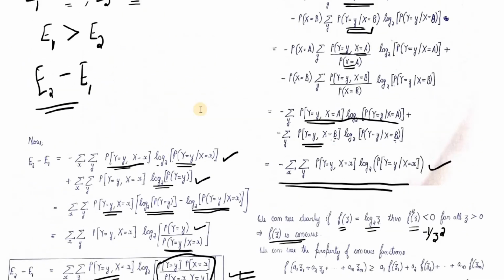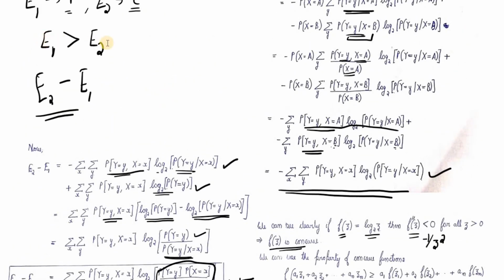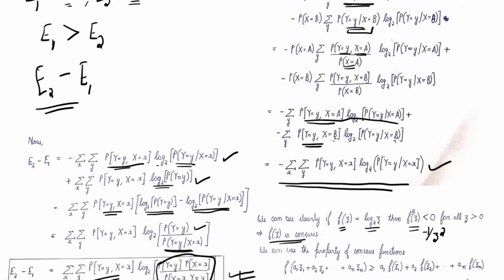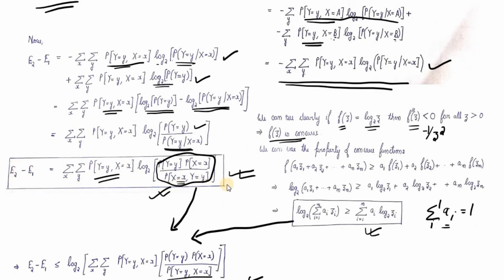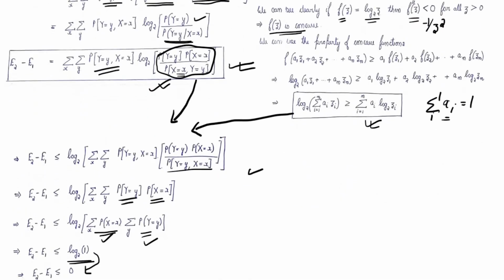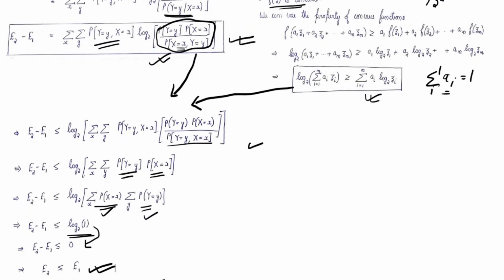Now, if I go a step back, we needed to prove that E1 is greater than E2, or E2 is less than E1. We started with the difference between E2 and E1. Both E2 and E1 were derived before, and we proceeded further and were able to attain an expression for the difference between E2 and E1. The only advantage we got from here was the fact that log is a concave function, and we used the property of concave functions over here to get the results, and eventually we found out that E2 is less than E1. Entropy of the parent node is always higher than that of the child node.